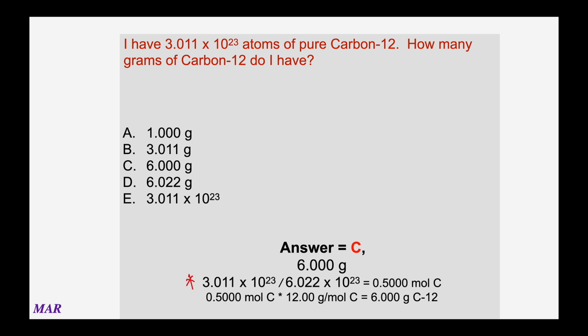First part, here's the number we were given. We're dividing by Avogadro's number to get the moles, and it's exactly half, 0.5000 with lots of sig figs. Then you go moles to grams using the molar mass. Pure carbon-12 is exactly 12 grams per mole, so that means we have 6.000 grams of carbon-12, or answer C.